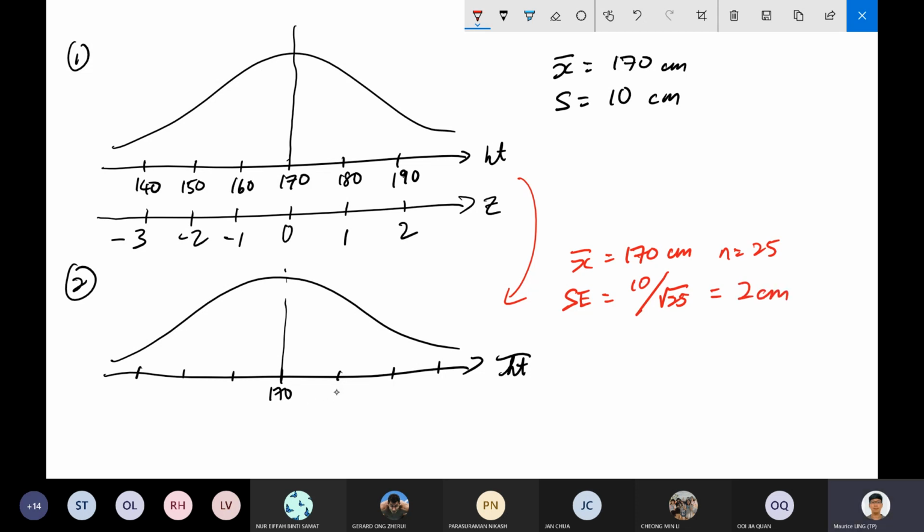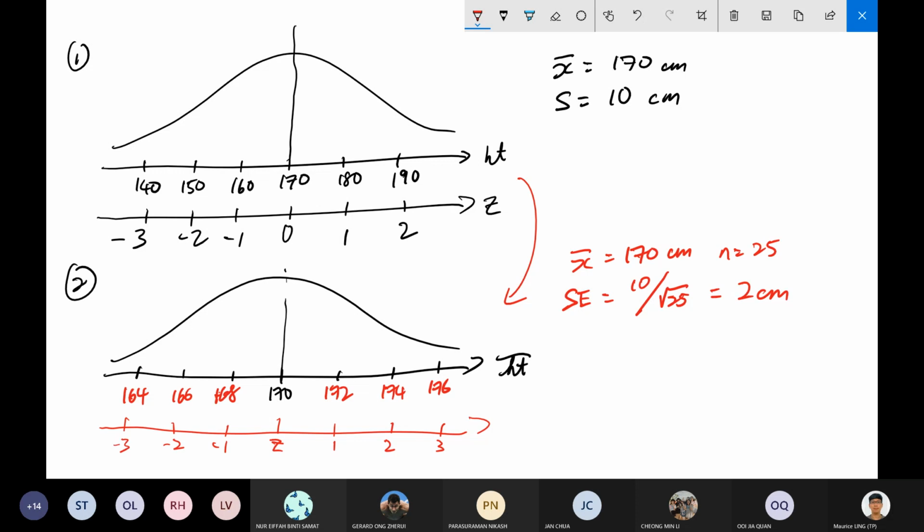So here the average height becomes 172, 174, 176. So it's minus, 168, 166, 164. And because of that, the z-score remains the same. This is 1, 2, 3. Okay, so this is the z-score.